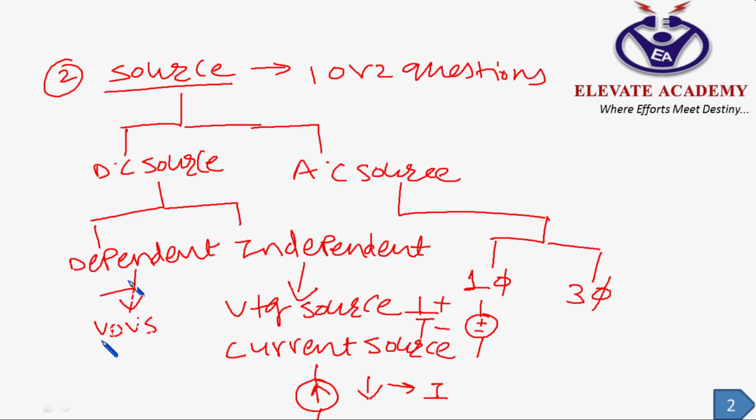Dependent voltage source, like that current dependent current source, then current dependent voltage source, like that the different dependent sources will be there. So there may be questions on the dependent sources, but I think almost the questions may come on the independent sources in the junior engineer exams.